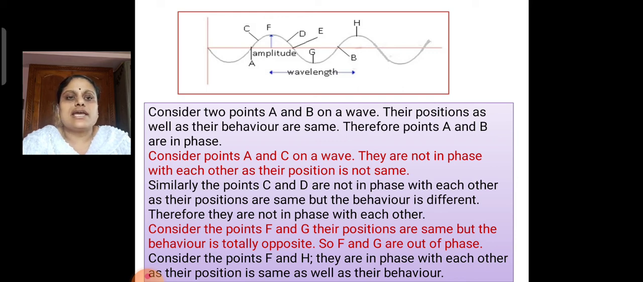Consider the points F and G. Their positions are the same but behavior is totally opposite. So, F and G are out of phase. Consider the points F and H. They are in phase with each other as their position and behavior are the same.